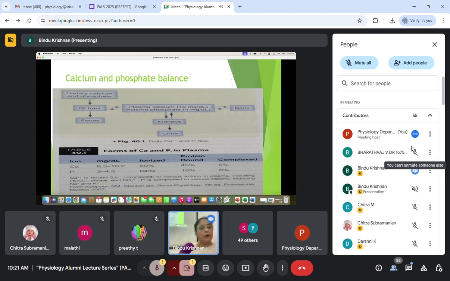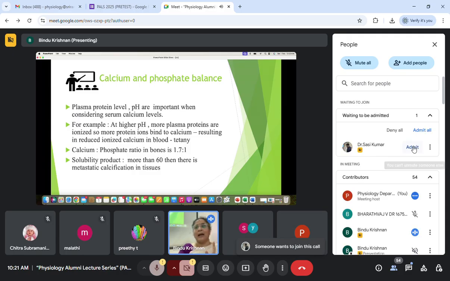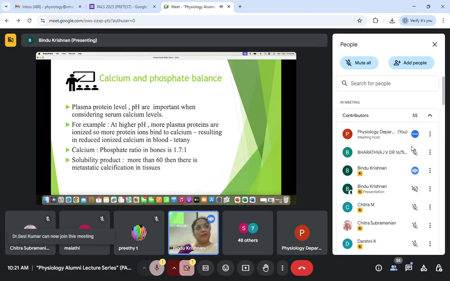And when compared to phosphate level, it's roughly around 3 to 4.5. Here you can see almost 84% is in an ionized form, or which is available for all the physiological actions. So again, before going into that, when I'm talking about the calcium and phosphate balance, the plasma protein level and the pH play a very important role here. For example, at higher pH, more plasma proteins are ionized. So more calcium bondage to the plasma protein. So my ionized free calcium level becomes less.